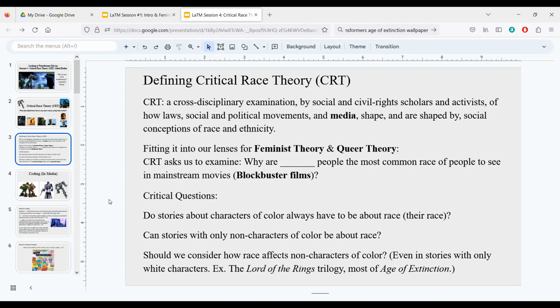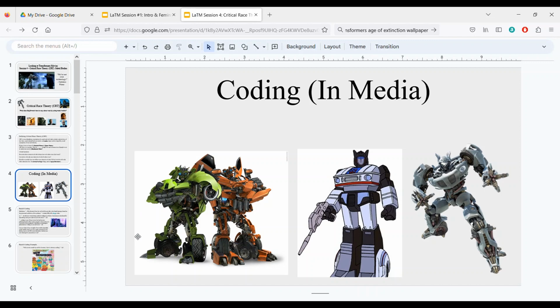Nope. All right, let's keep going then. So first we're going to look at coding in media, and then later we're going to look at race politics through political metaphor and allegory, and that's going to pertain more to Age of Extinction. But we're going to look at the first three movies through this lens of coding because I think that's where the first three movies involve a race angle.